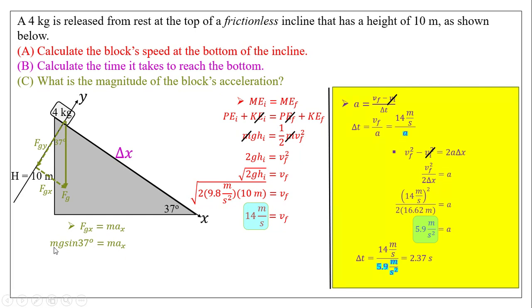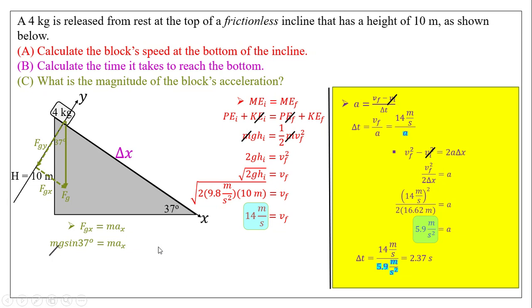Now, mg sine 37 comes from, if you reference this angle here, this is angle 37. If you look across, this is F_gx, which is your opposite. Your hypotenuse in this case is F_g. So therefore, we say sine of 37 is opposite, which is F_gx, divided by the hypotenuse, which is F_g. And if you solve for F_gx, you'll get mg sine of 37.